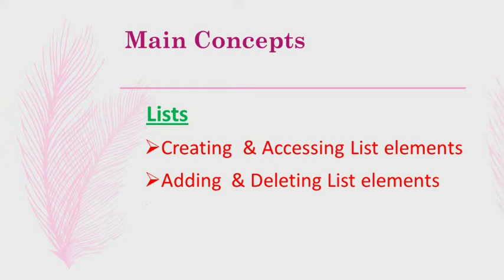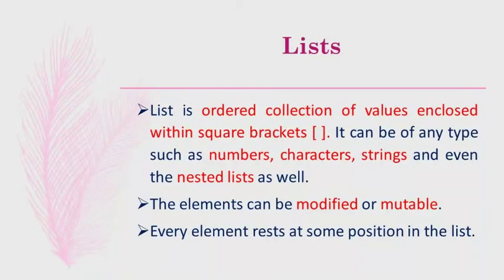Okay, so what do we mean by a list? It is an ordered collection of values enclosed within square brackets, which means the sequence of elements is enclosed within square brackets and separated by commas. So this list is also known as a sequence data type. In a list, you can add any type of values. It may be numbers, characters, or strings, and you can add a nested list also.